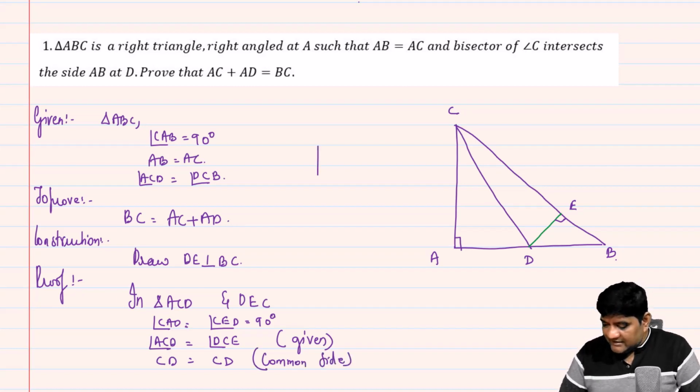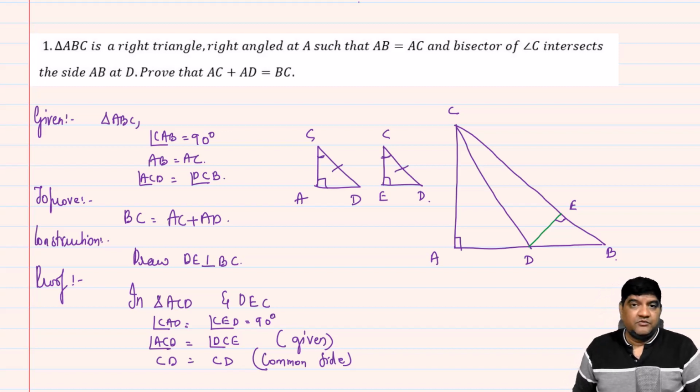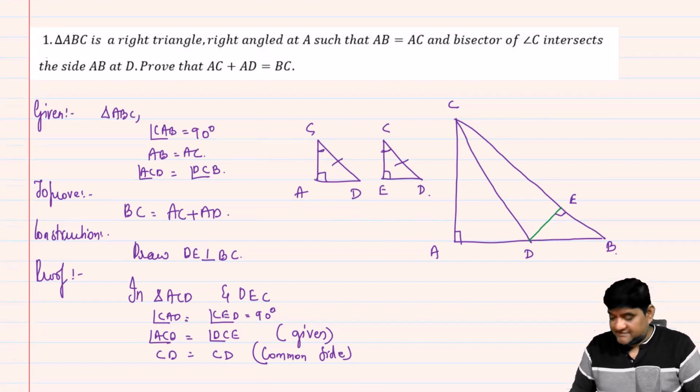Generally, when I'm proving congruency, I draw two smaller triangles, which helps me to get the correspondence correct. I would suggest you also do that. It's going to help you a lot. So I know that angle CAD is equal to angle CED, angle ACD is equal to angle ECD, and along with that I have CD equal to CD. So these two triangles are going to be congruent by the AAS criteria.